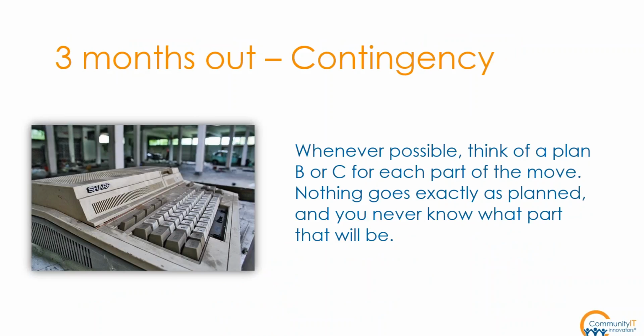So to that end, there's always things that are going to go wrong, no matter how well you plan it all. And 3 months out is a good time to start thinking about your contingency plans. Yep. So the worst thing that can happen is the internet doesn't come through. But there's about a million other things that can happen.